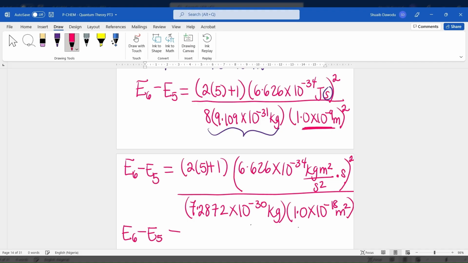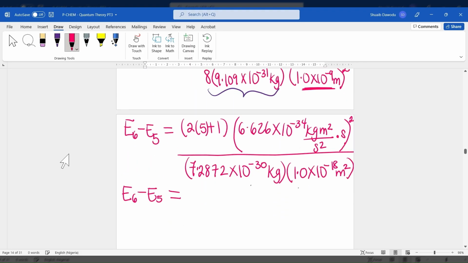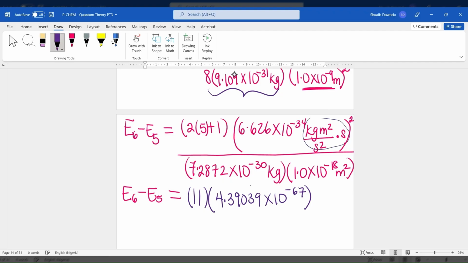So that's E6 minus E5. Now let us basically do all our work and put the proper units. 2 times 5 is 10. 10 plus 1 is 11. Next, 6.626 times 10 raised to the power of negative 34, squared, will simply give you 4.39039 times 10 raised to the power of negative 67. So that's that. I'm now going to focus on this unit. Don't forget that even though we have the joules to be kilogram meter squared per second squared, we're not really dealing with just joules.